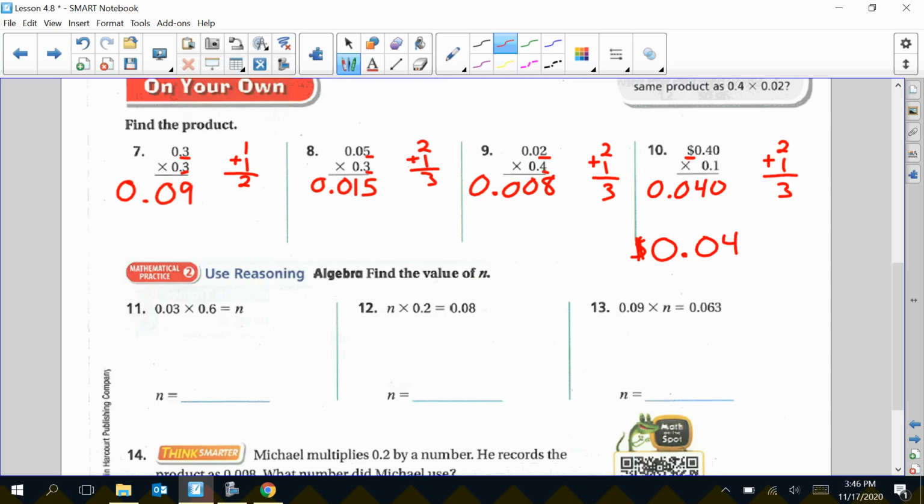And then number 10, 40 cents times 1 tenth is 40 thousandths because there's 3 places behind the decimal, but with money, you have to get rid of the extra 0 so that you can only have 2 places to the right of the decimal. In money, that would give us 4 cents.